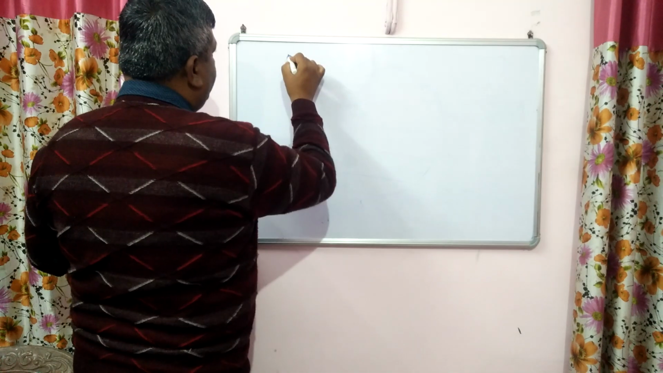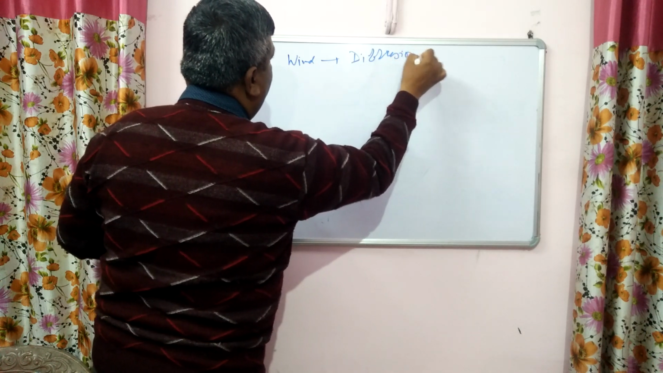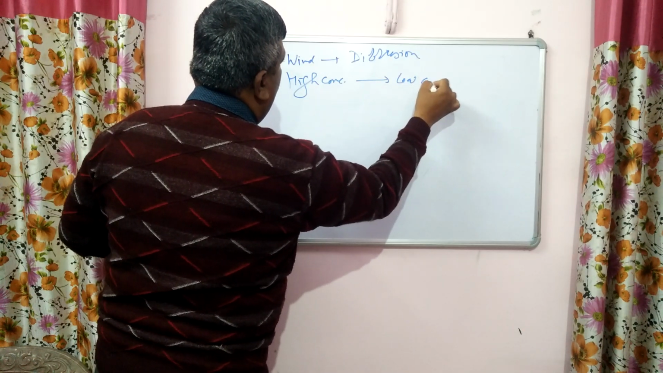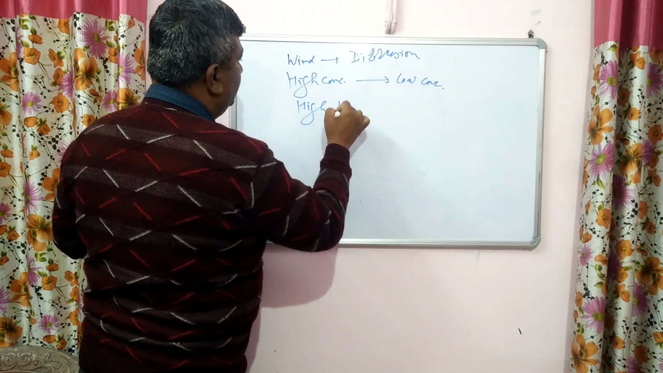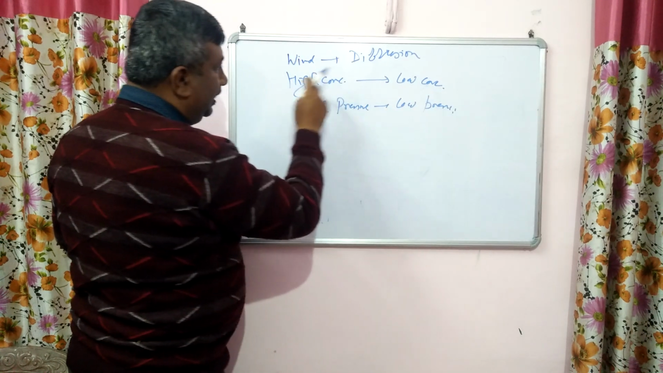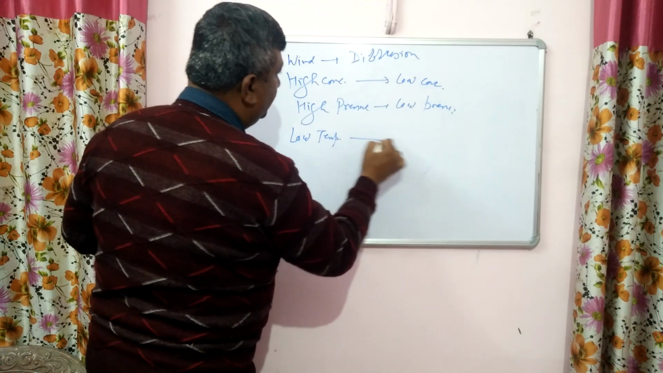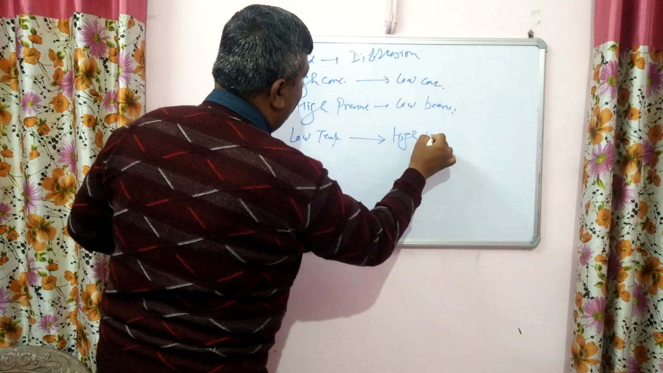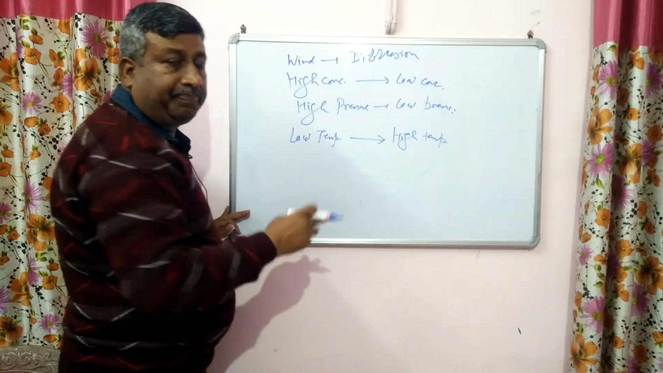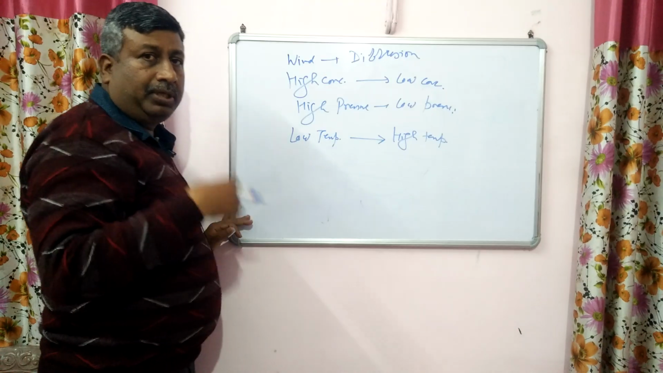So remember that wind is a process of diffusion. It is a process of diffusion from high concentration to low concentration, or in other words, from high pressure to low pressure, or we can say from low temperature to high temperature. So wind will blow from the location where temperature is low to the area where temperature is high. So these are the factors or phenomena which are responsible for the movement of wind.